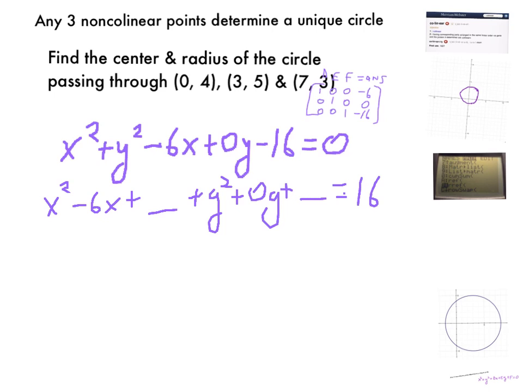b is negative 6, so half of negative 6 is negative 3. And if you square that, you get a positive 9. So let's put a positive 9 right there. And don't forget it's an equation. Add it over there too. For the y, our b coefficient is 0, so half of 0 is 0. And if you square it, you still get 0. Okay, so you don't really have to, but I'm going to just add 0 there. Just be consistent.